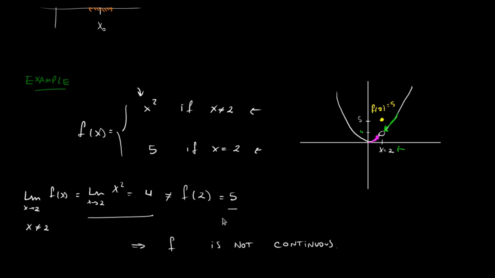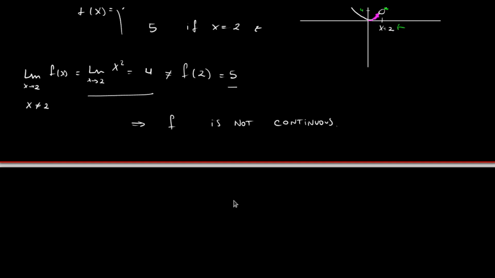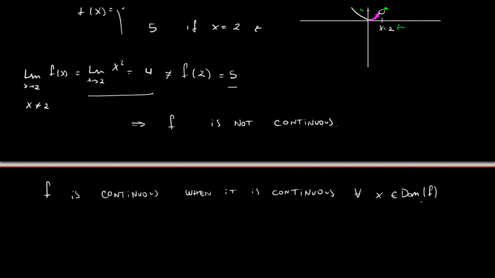And now some notation we're going to be using and that most books use. We say that f is continuous when it is continuous for every point x in the domain of the function. We just defined the continuity for point x0, and now if f is continuous for every point x0 that is part of the domain of f, then we'll simply say f is continuous.